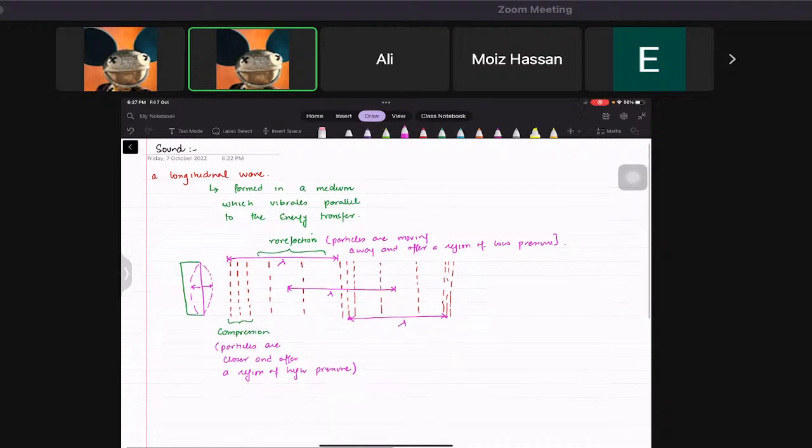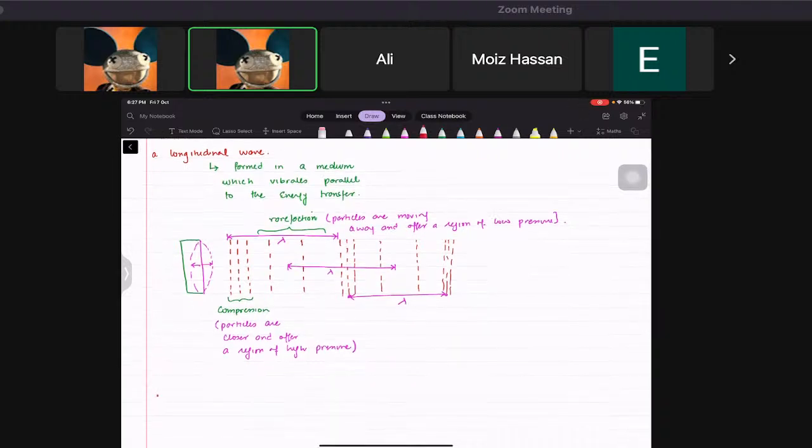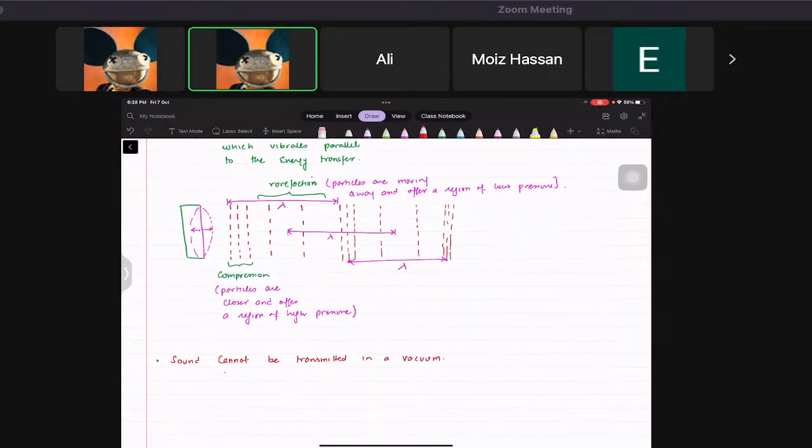Now the next thing you guys need to remember is that sound cannot be transmitted in a vacuum, and that is the reason it requires a medium to transfer energy. When I say medium, it basically means something like a solid, liquid, or a gas.